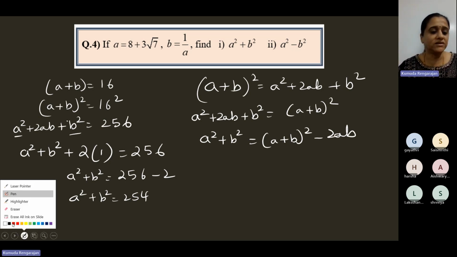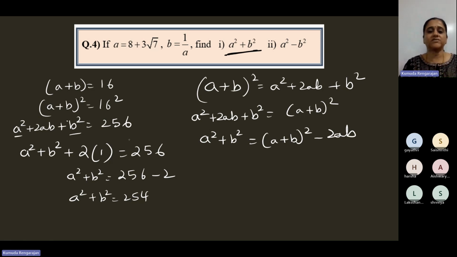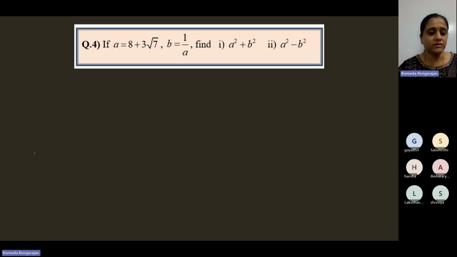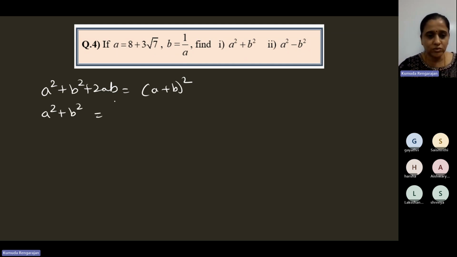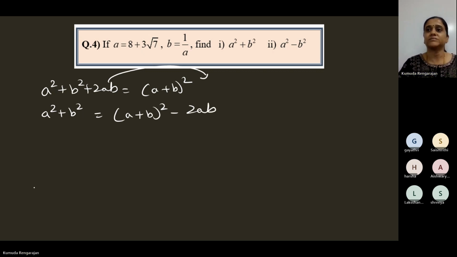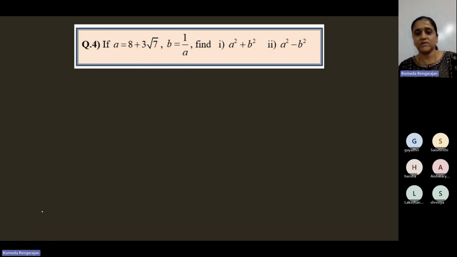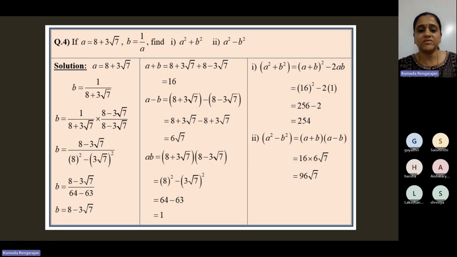I've just used the identity there. See, we have to find A square plus B square, right? So it's A plus B the whole square minus 2AB. I'll write it again. A square plus B square plus 2AB is equal to A plus B the whole square. So A square plus B square is equal to, transposing, A plus B the whole square minus 2AB. That's what I've used here. So A square plus B square is equal to A plus B the whole square minus 2AB.